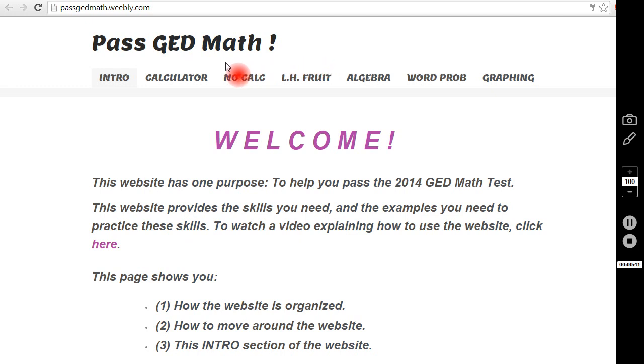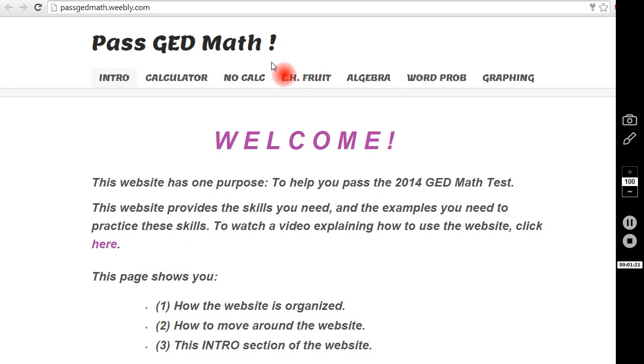After the intro section, the next three sections are calculator, no calc, and LH fruit. With these three sections, you can get 100 of the 150 points you need. The TI-30SX calculator is your best friend. You can use it to practice and you can use it on the test. If you can't borrow one, you can buy it from Amazon for about $14. Use it not just because it's faster, but because it lets you bypass the arithmetic skills. You don't have to worry about manipulating exponents or least common denominators, just for example.